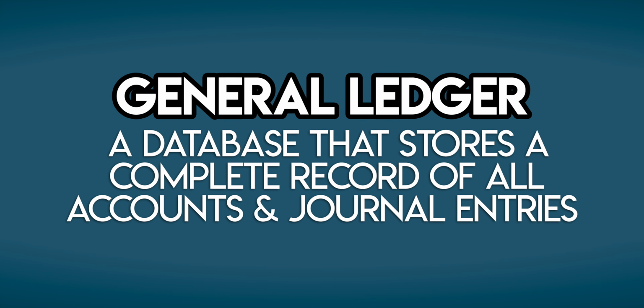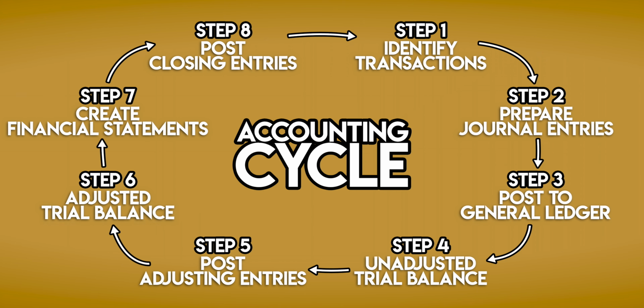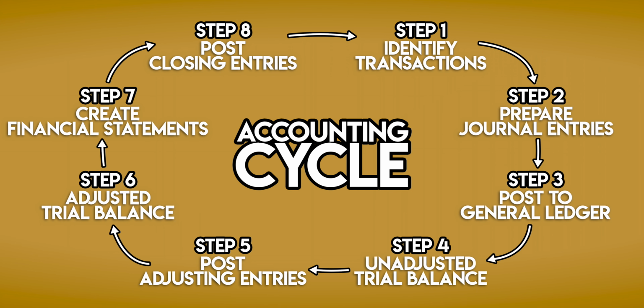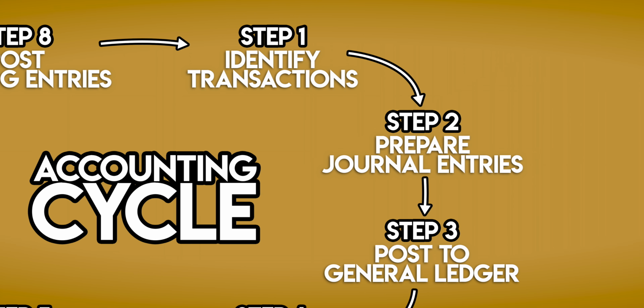First, I think we should see where the General Ledger fits in the big picture of accounting. A little while ago, I made a video on the accounting cycle, which basically shows us how financial accounting works. If you missed it, I'll drop a link in the description, but as you can see here, we post to the General Ledger in step 3, right after identifying transactions and preparing journal entries. And it's these 3 steps that we're going to focus on today.